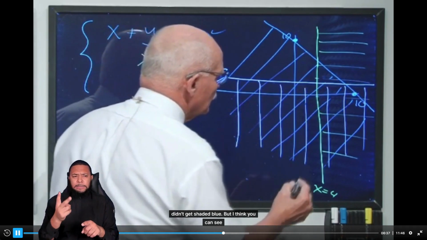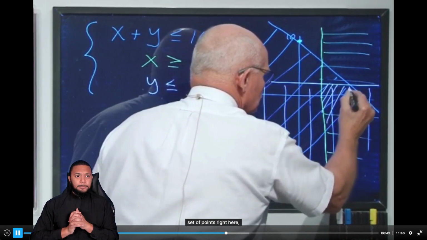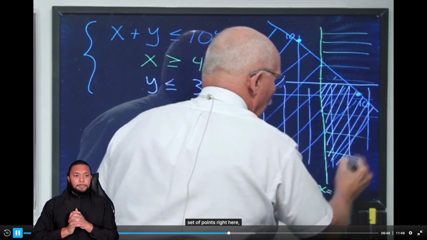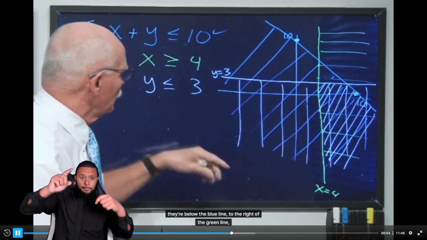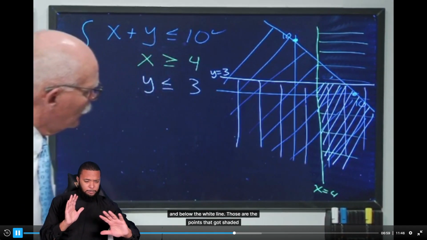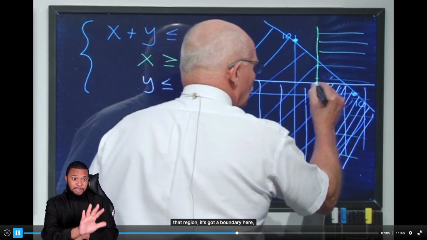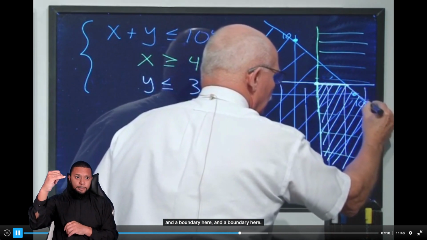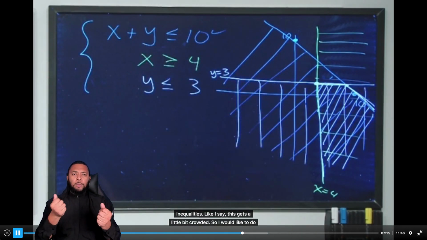These points up here didn't get shaded blue. But I think you can see that this set of points right here, they're below the blue line, to the right of the green line, and below the white line. Those are the points that got shaded all 3 times. So that region has a boundary here, and a boundary here, and a boundary here. That region is the solution to that system of inequalities.